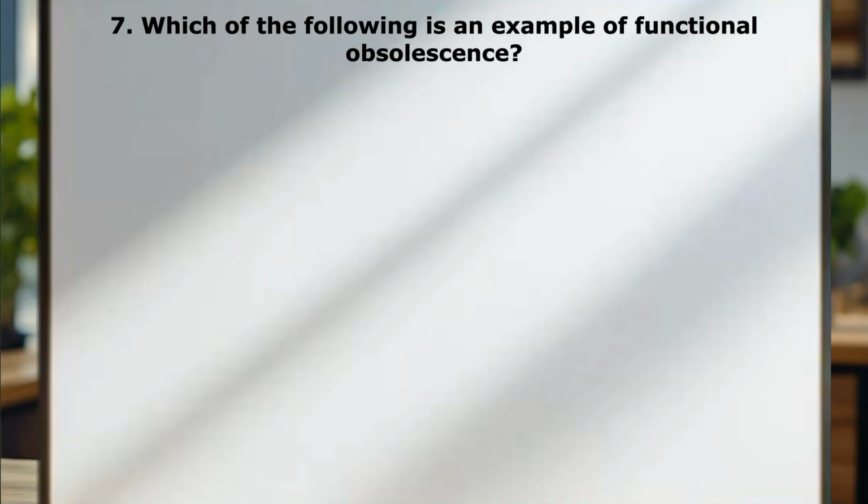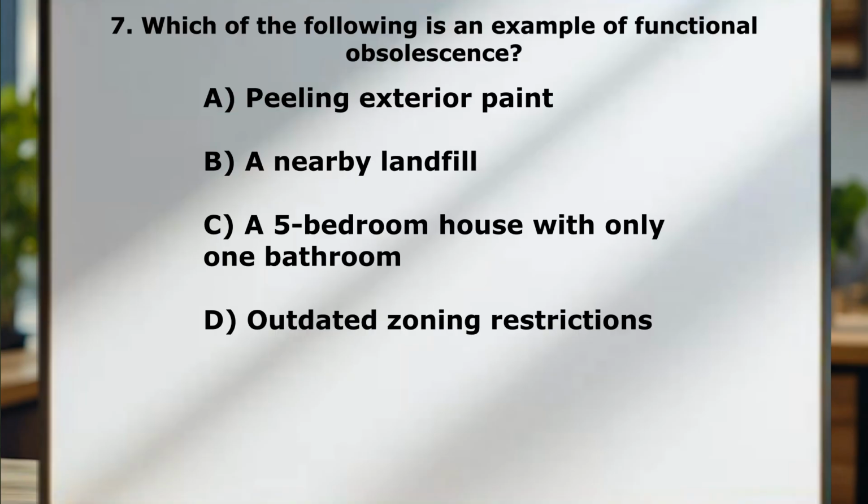Question number 7, which of the following is an example of functional obsolescence? A, peeling exterior paint. B, a nearby landfill. C, a 5-bedroom house with only 1 bathroom. Oh, that sounds like a nightmare.